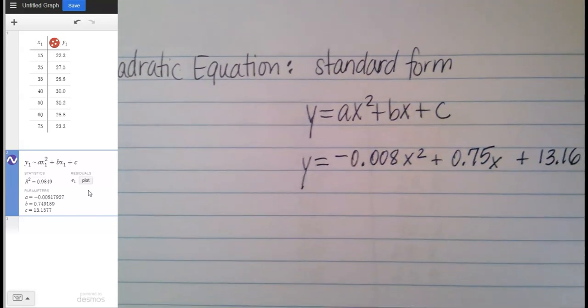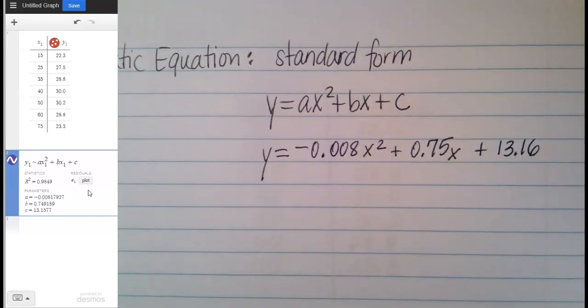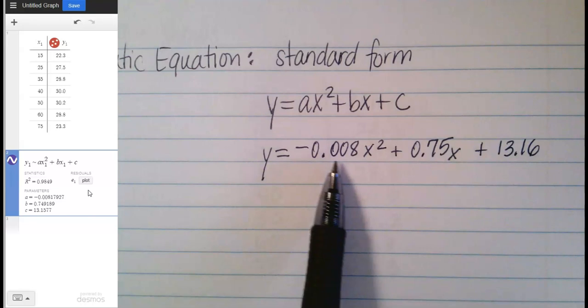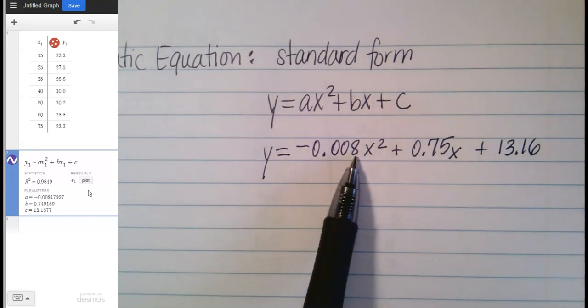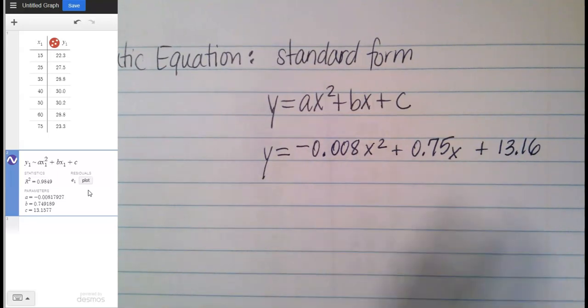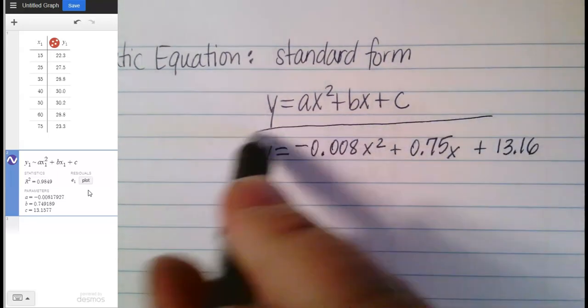And hundredths is not a bad thing to round to if you're unsure. Very often, though, make sure you read the problem. The problem will tell you what to round to. And if it's 0 when you round, I would take it a little bit further out so that you get something other than 0 here. So this is my quadratic equation.